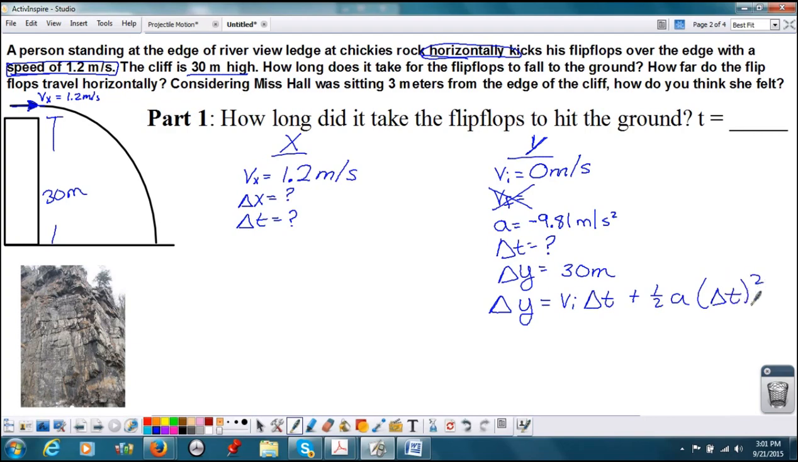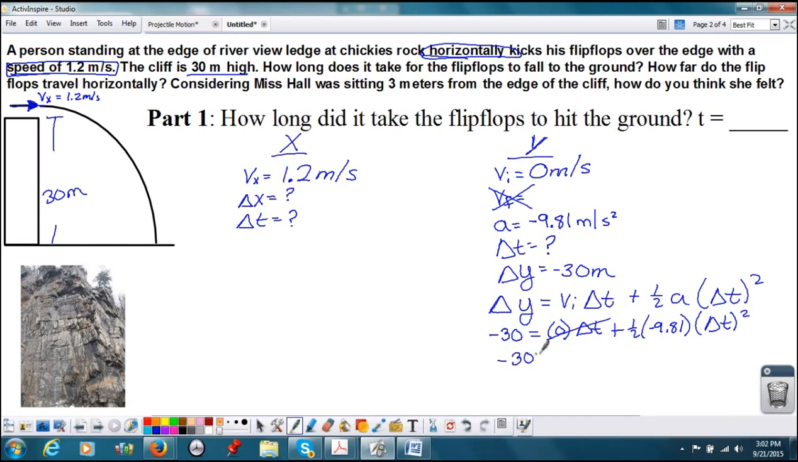So I want to fill some things in, but before I get too carried away, one thing I wrote up here isn't exact: this 30 meters. These flip-flops didn't go up 30 meters. They fell 30 meters. They went down 30 meters. So I really should make this a negative 30 meters. So I'm going to substitute in negative 30 is equal to 0 times the change in time plus 1/2 times the acceleration due to gravity, negative 9.81 meters per second squared, times the change in time squared. 0 times the change in time is 0, so that cancels itself out.